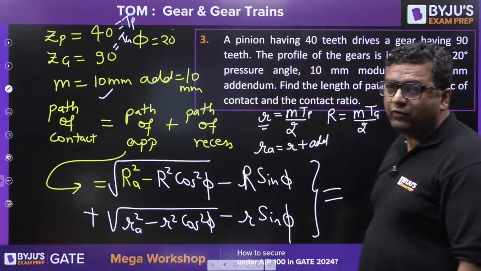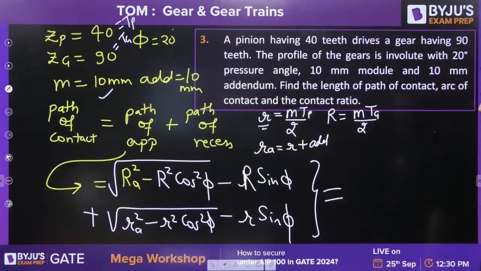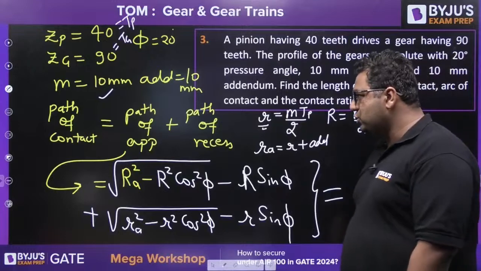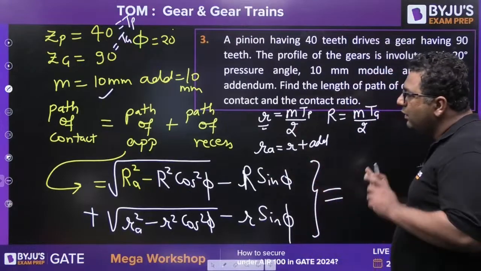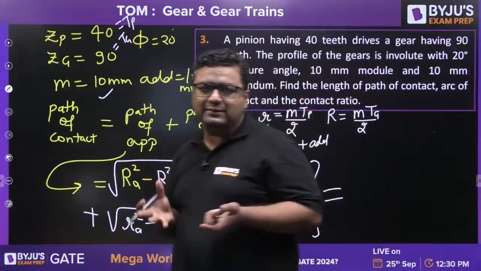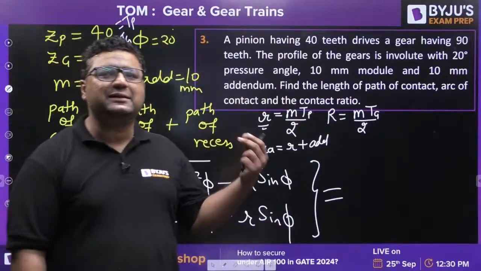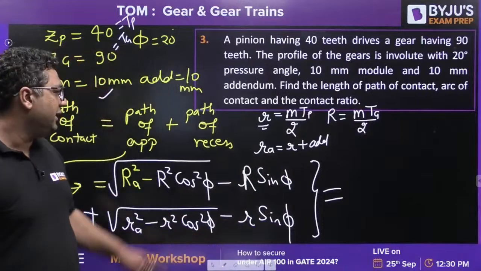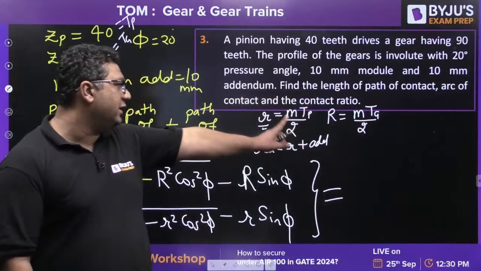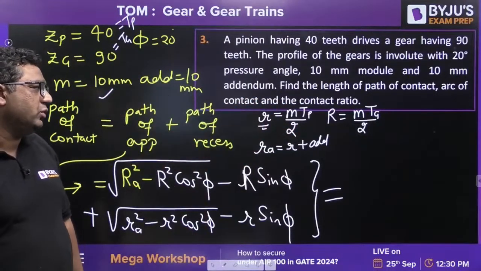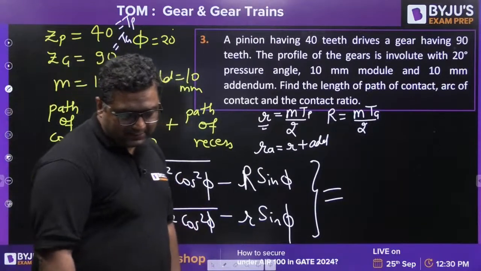Very good, guys. For the previous question, all of you have done it. I am waiting for this question. This is slightly lengthy, but it is covering all the things. So when we cover all the things, obviously questions are becoming slightly lengthy. So here three things are covered: path of contact, arc of contact and contact ratio. So try to solve it, guys.